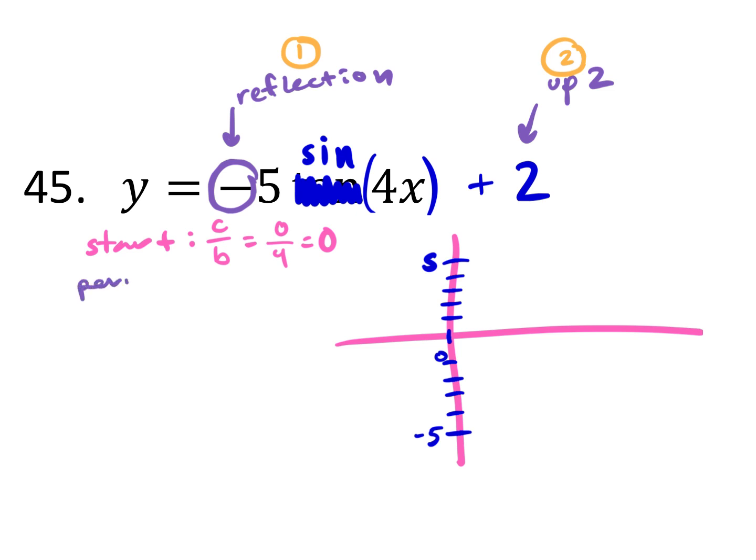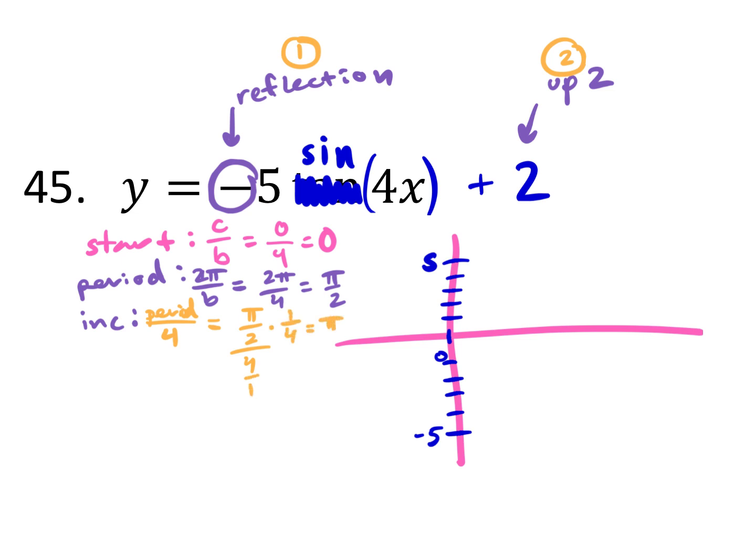Next, I want to find my period and the increments. How do I find the period? Two pi over b. So 2 pi over 4, which would be pi over 2. And then how do I find the increment? The period over 4. So that would be pi over 2 over 4. So keep, change, flip. So it'd be pi over 8.